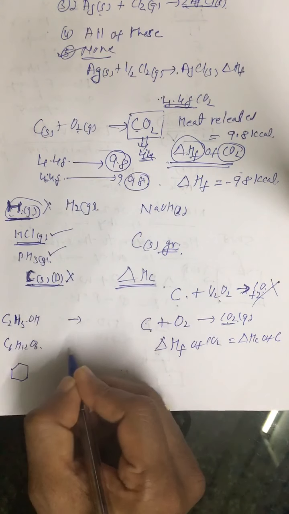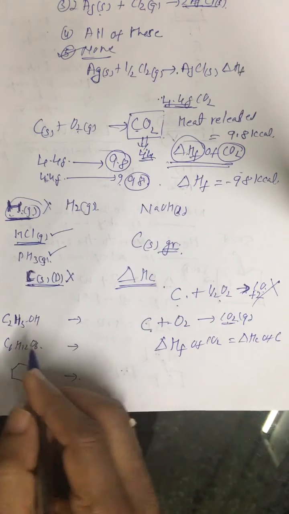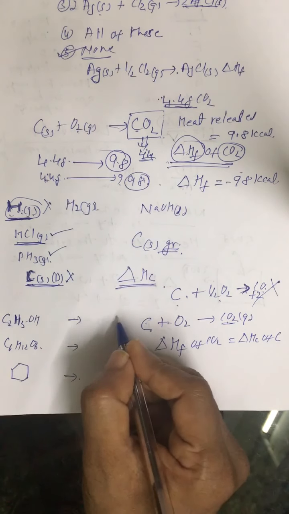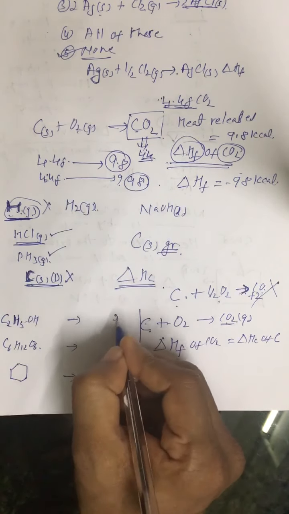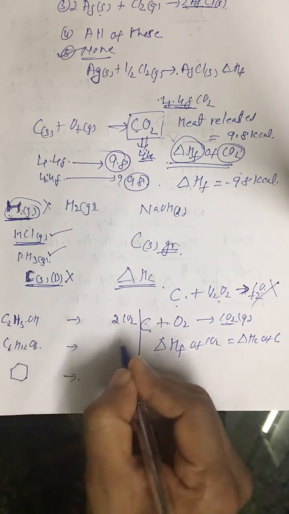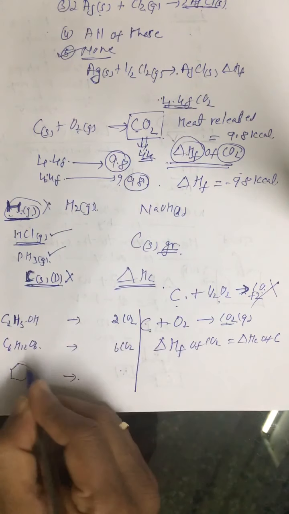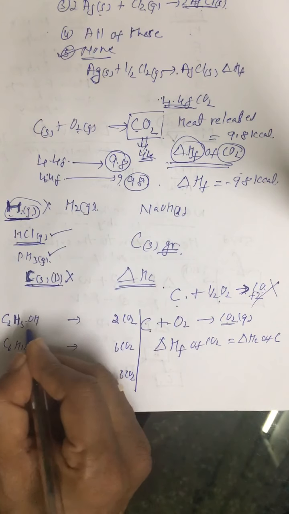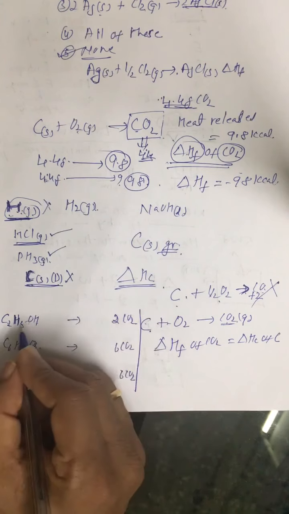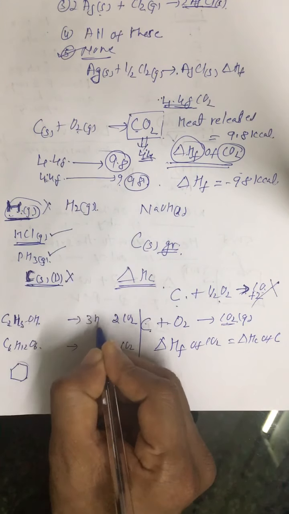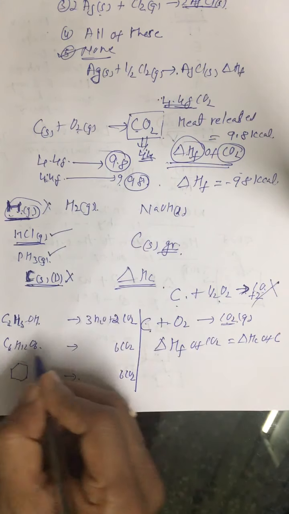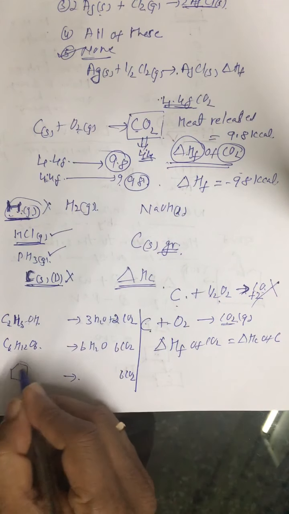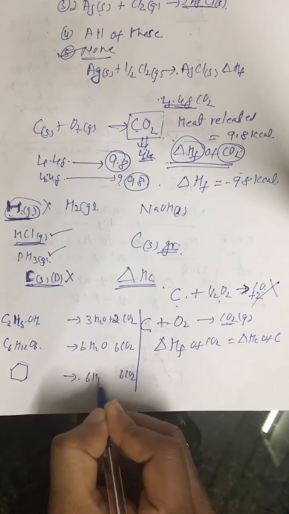In combustion reaction of organic compounds, all the carbon, like here we have 2 carbons, so we write twice of CO2. Here we have 6 carbons, so 6 of CO2. And then number of hydrogen divided by 2 is H2O. So 6 of hydrogen, so we write thrice of H2O. Here we have 12 of hydrogen, so 6 of H2O.